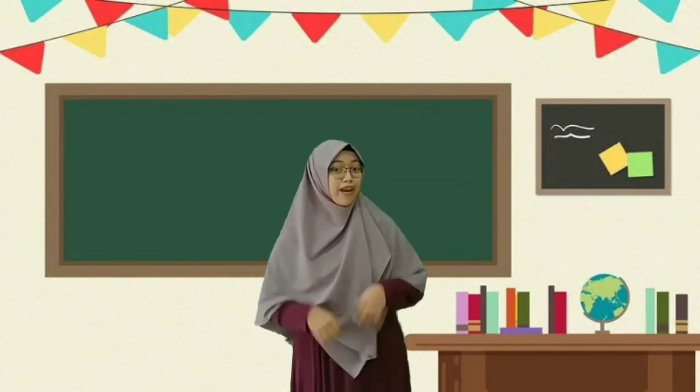On a windy day, you have to put on your jacket or sweater. On a snowy day, don't forget to use your boots. And on a sunny day, take off your raincoat. You don't need your raincoat because it is a sunny day. And when the weather is cold, you have to use a sweater, jacket, and hand gloves. That's all about the weather and also the clothes that we use based on the different types of weather.